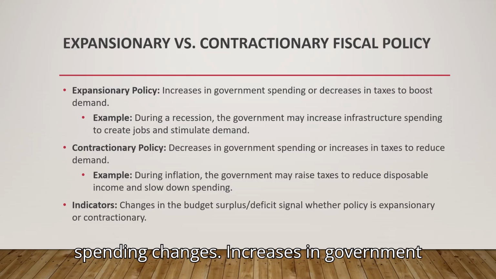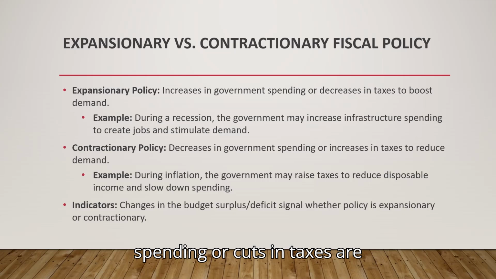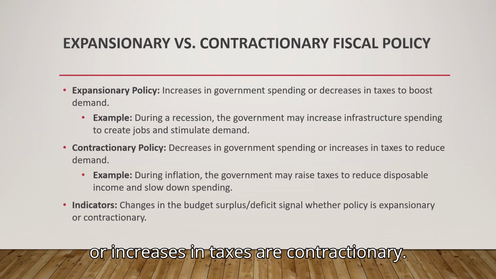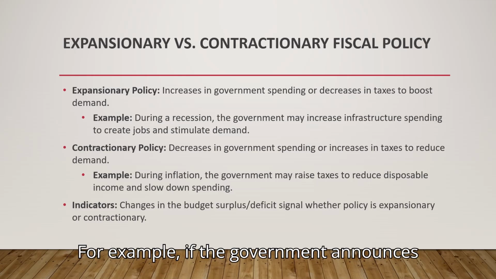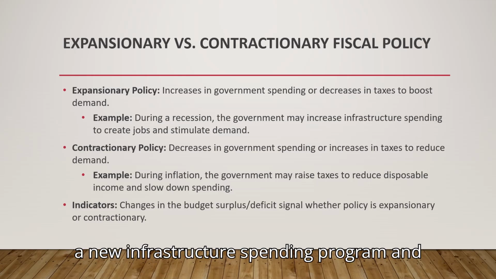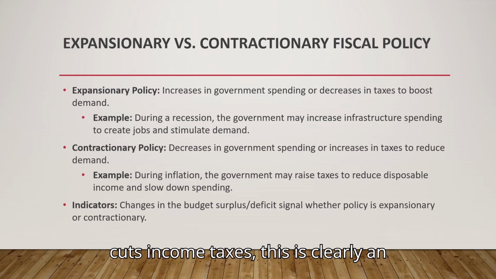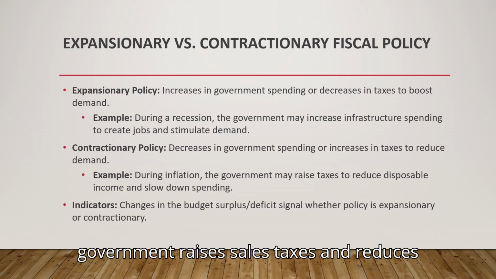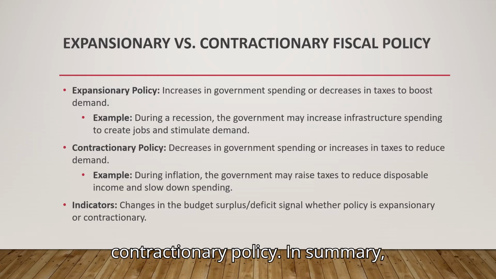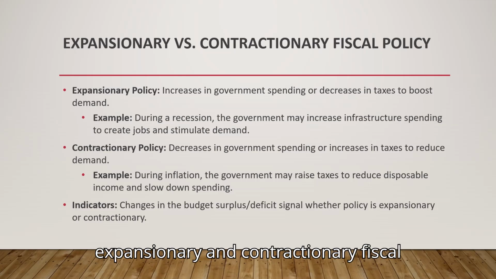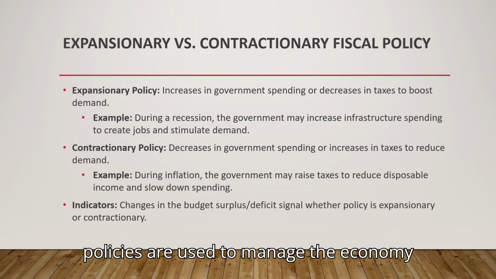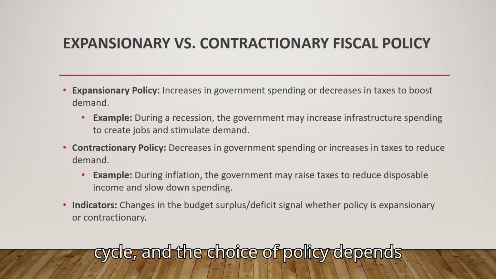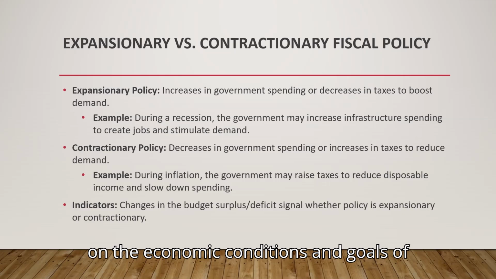Tax and spending changes. Increases in government spending or cuts in taxes are expansionary, while decreases in spending or increases in taxes are contractionary. For example, if the government announces a new infrastructure spending program and cuts income taxes, this is clearly an expansionary policy. Conversely, if the government raises sales taxes and reduces spending on social programs, this is a contractionary policy. In summary, expansionary and contractionary fiscal policies are used to manage the economy during different phases of the business cycle, and the choice of policy depends on the economic conditions and goals of the government.